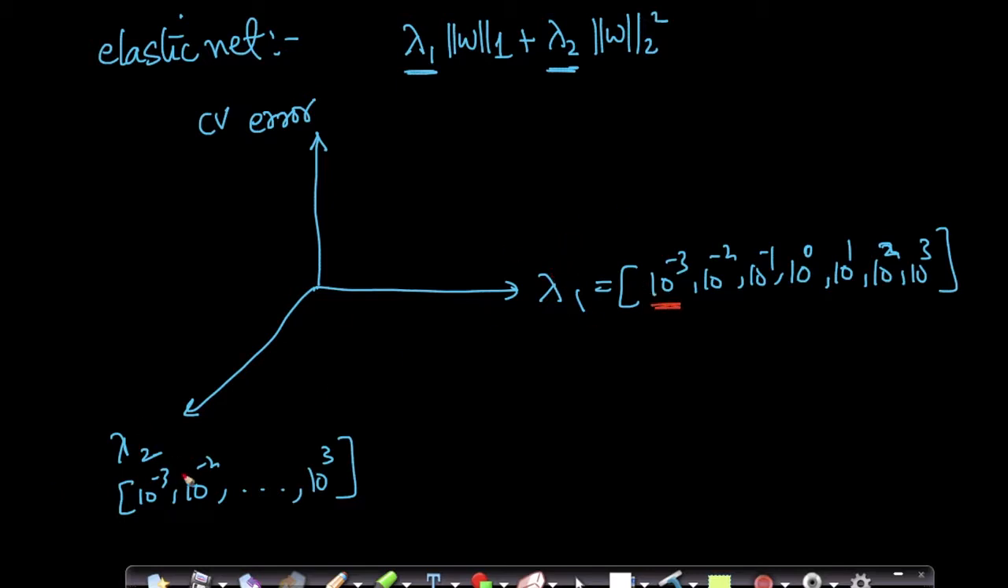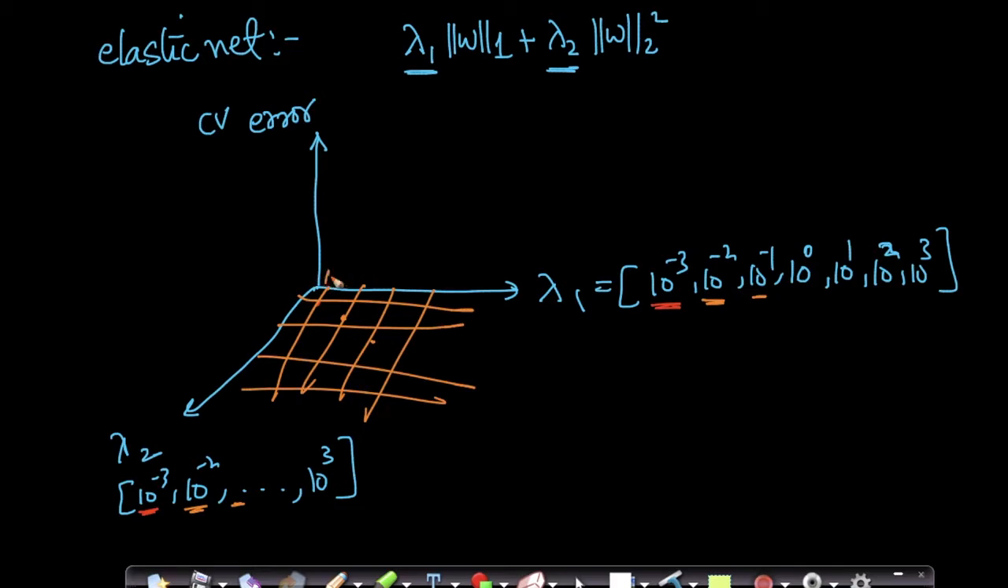Then for every pair of combinations, what I'll do is first check when lambda 1 is 10 power minus 3 and lambda 2 is 10 power minus 3. What is the value? Next I'll check when lambda 1 is 10 power minus 2 and lambda 2 is 10 power minus 2. What is the value that I get? Similarly, when lambda 1 equals 10 power minus 1 and lambda 2 equals 10 power minus 1, what is the value? So basically, I'm searching in this grid. If you think about it, this is like a grid that I'm searching in.